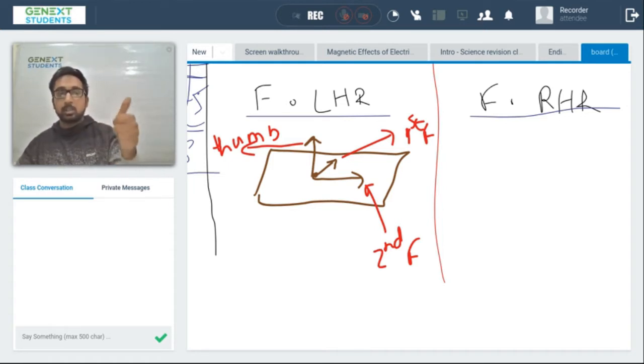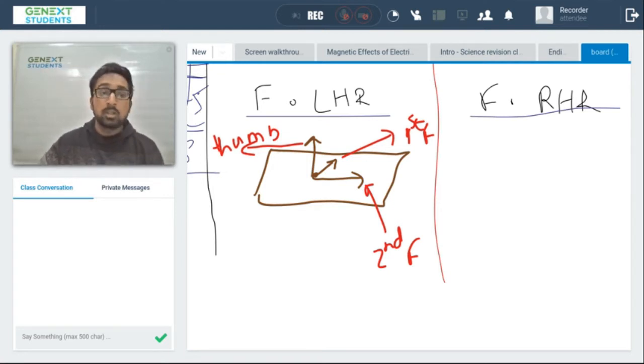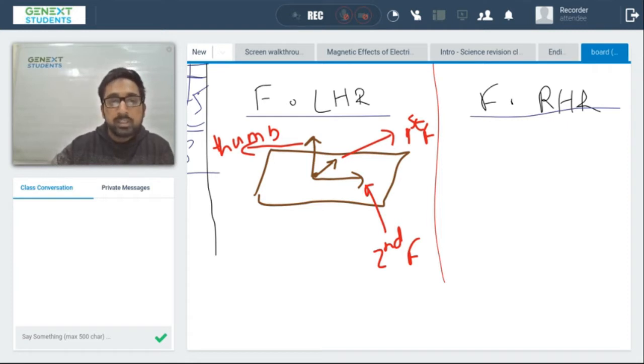So in this plane, your thumb is acting upward. This is the first finger and this is the second finger. So this is the thumb, first finger, second finger. Do you guys get it? Thumb, first finger, second finger. And I'm going to tell you a very simple and very effective rule.